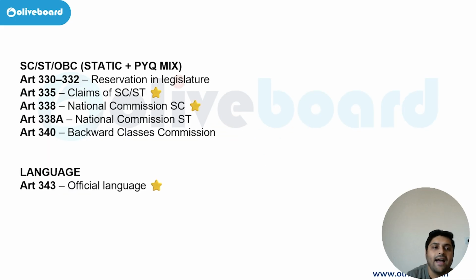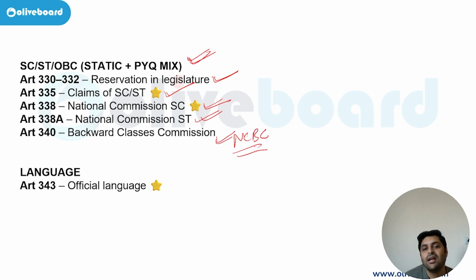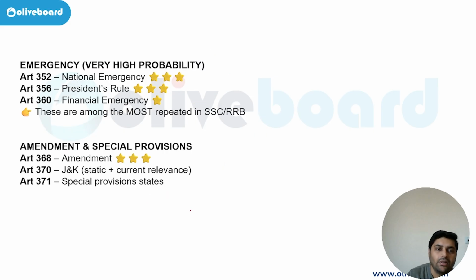Okay. Then we have SC, ST, OBC, static plus PYQ mix. 332 reservation in legislature. 335 claims of SC, ST. National Commission for Scheduled Castes 338. National Commission for Scheduled Tribes 338A and Backward Class Commission 340, NCBC. Okay. National Commission for Backward Classes. Please remember, very important. Language is 343. Official language.